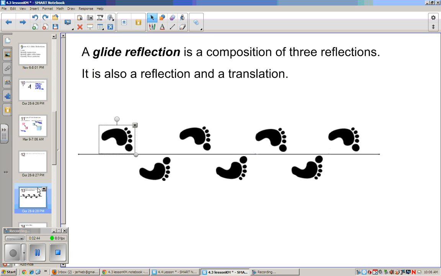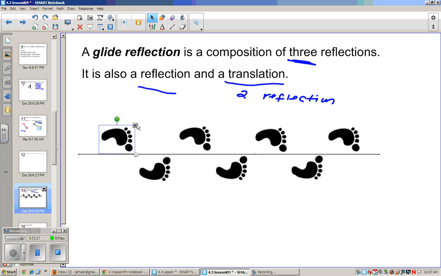The most important definition of the day is called a glide reflection. And remember yesterday we learned a rotation and a translation. They were a composition of two reflections. Now a glide reflection is going to be a composition of three reflections. All right, and probably something to add to your book would be that it's also the same thing as doing a reflection and a translation, because remember a translation is the composition of two reflections. So in total, if I do one reflection and then a translation, which is two reflections, I'm going to get a total of three.